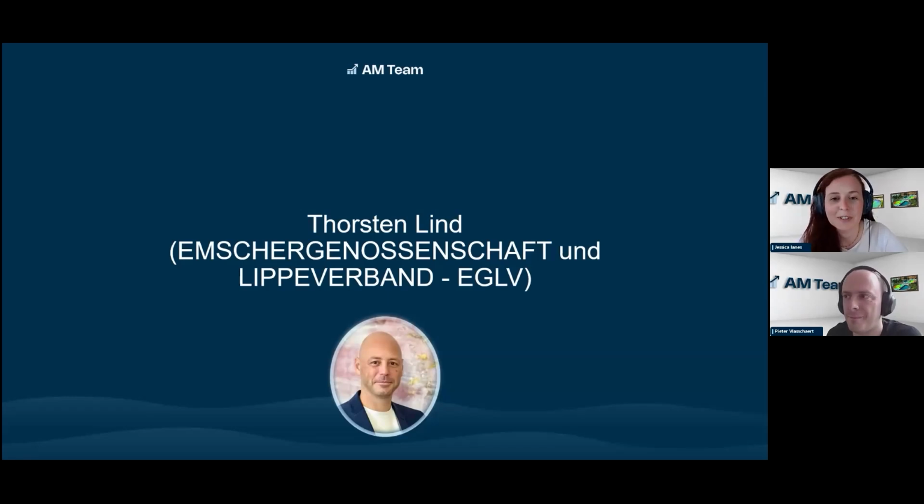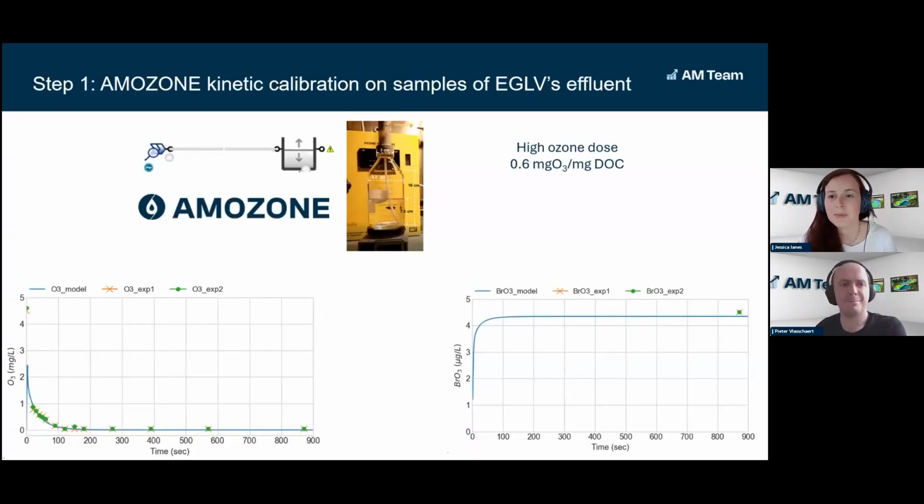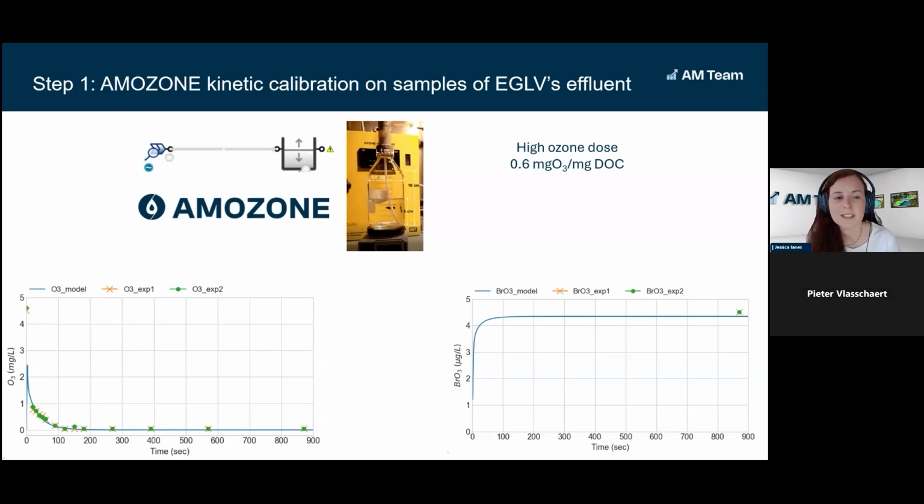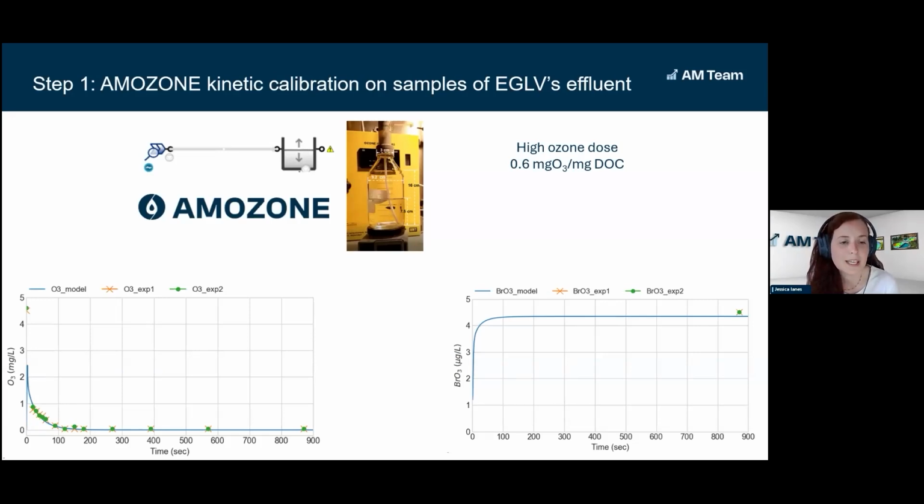I will take over with the details about the project and what we did for the ozone at the Bottrop pilot plant. I will guide you step by step through the different phases of the project, starting from step one, which was grounded on the batch tests we performed together with the laboratory in Germany, the Utah lab.